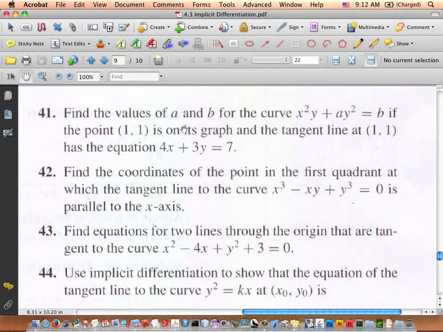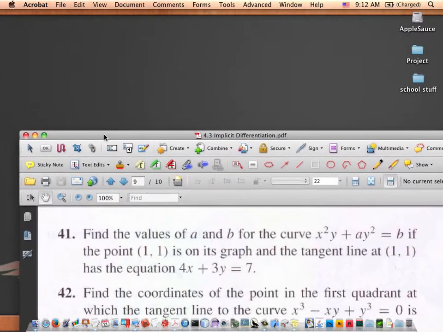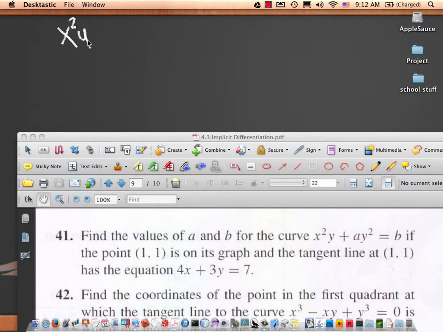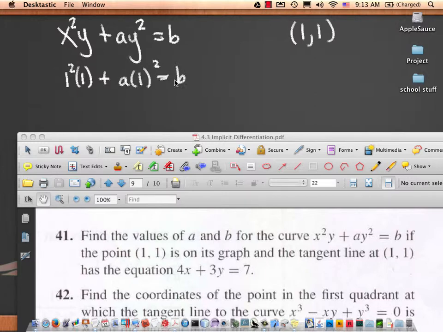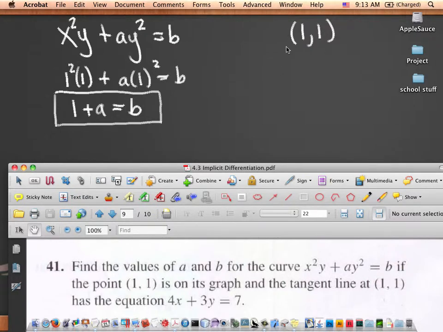All right, number 41. Find the values of a and b for the curve x squared y plus a y squared equals b if the point 1, 1 is on the graph and the tangent line at 1, 1 has the equation 4x plus 3y equals 7. Okay, so we know that 1, 1 is on the graph, right? So we plug in 1, 1, and I know that 1 squared times 1 plus a times 1 squared equals b. So that means that 1 plus a equals b. I now know that 1 plus a equals b, all because the ordered pair is on the graph.